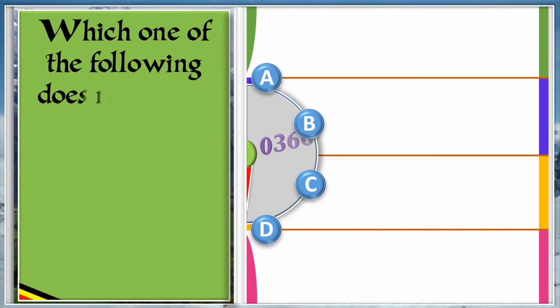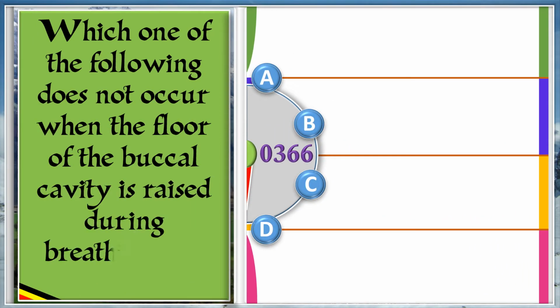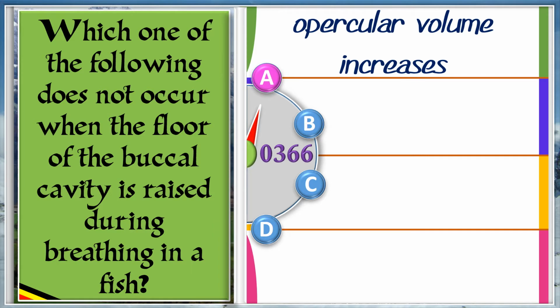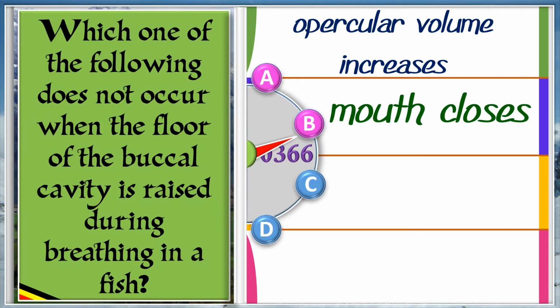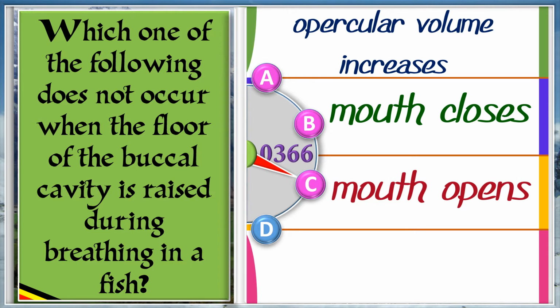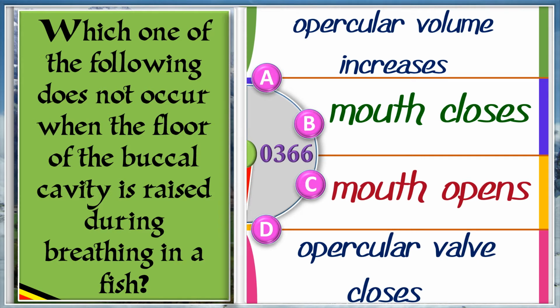One of the following does not occur when the floor of the buccal cavity is raised during breathing in a fish. A. Opercular volume increases. B. Mouth closes. C. Mouth opens. D. Opercular valve closes. And the answer is C. Mouth opens.